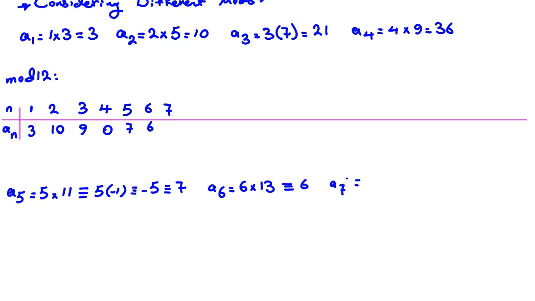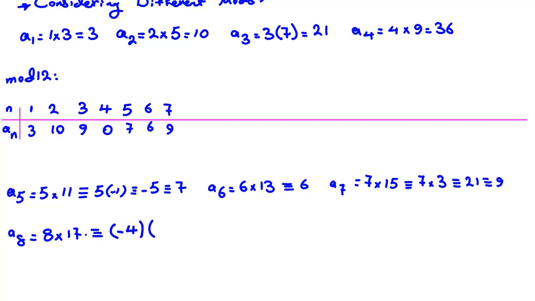A7 is what? Try first on your own. Pause the video. So it's 7 times (2 times 7 plus 1), 15. Mod 12, it is 7 times 3. 7 times 3 is 21, which is 9. So 7 is similar to 3. Let's see, A8 is what? We want to find the repetition, then try to prove it. 8 times 17. Mod 12, it is -4 times 5, so it's -20. Okay?